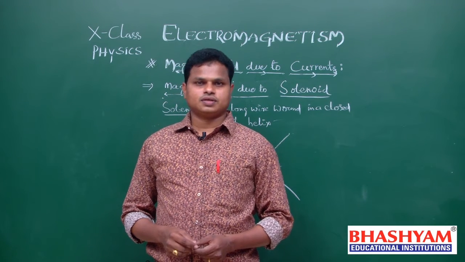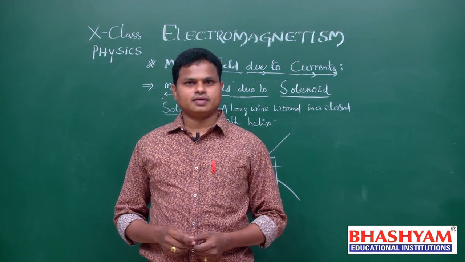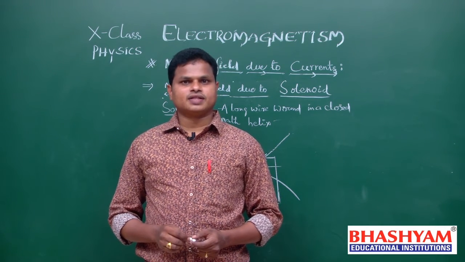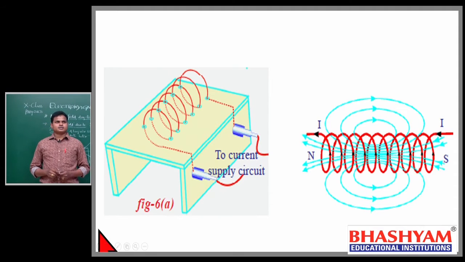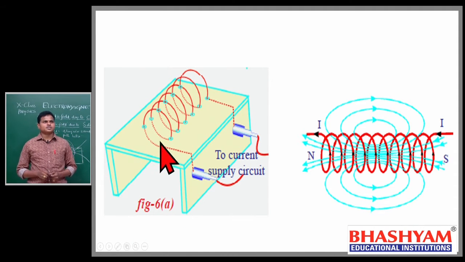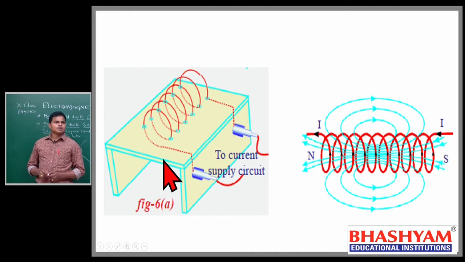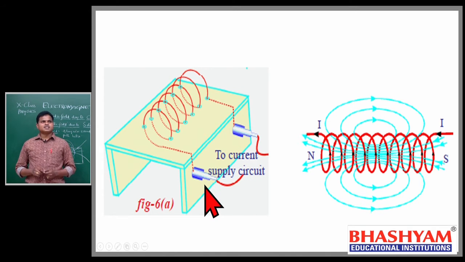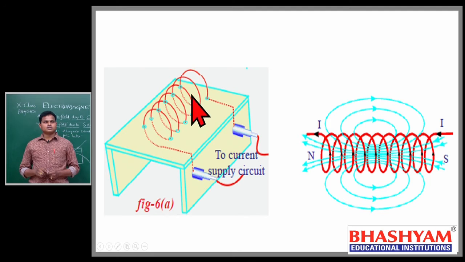We can understand the magnetic field due to a solenoid with the help of an activity. Look at the slide. Take a wooden plank, fix a white paper sheet over it. Make equidistant holes on the plank. Now pass the copper wire through the holes. It forms a coil. This long coil is called a solenoid.